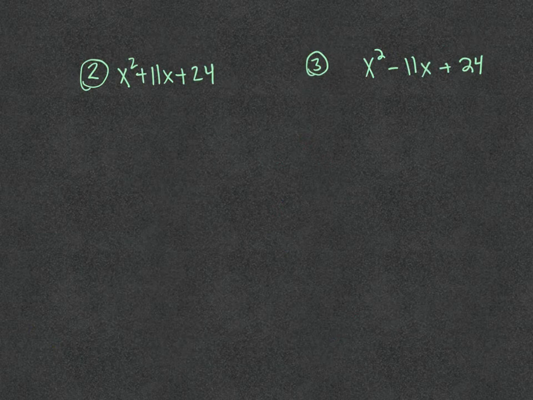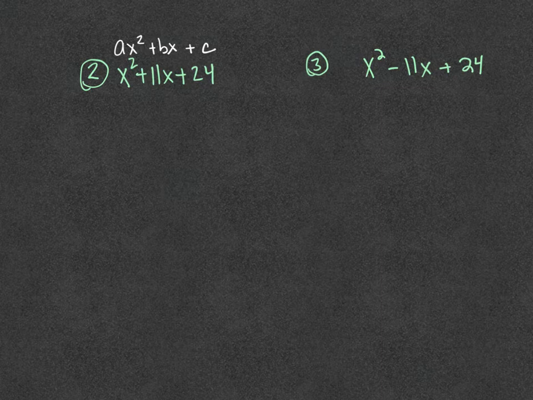All right, so we are on problem number 2 on page 45, and our problem is x squared plus 11x plus 24. So we can see that this fits into a quadratic trinomial. We have x to the second power as our highest degree. We have 3 terms and our leading coefficient is 1.